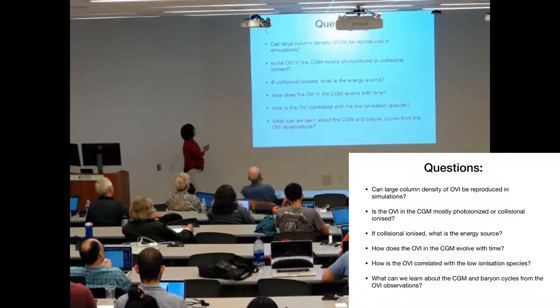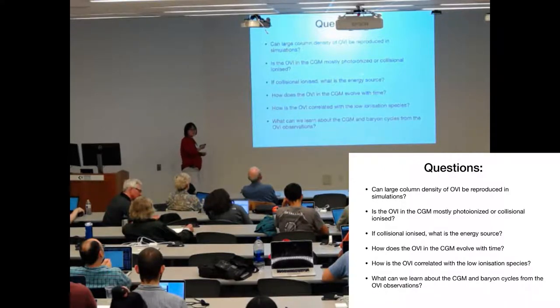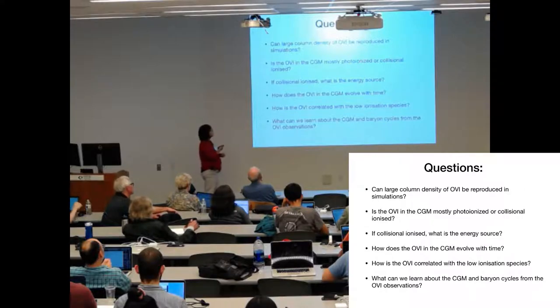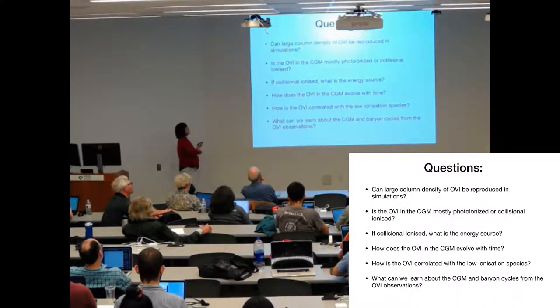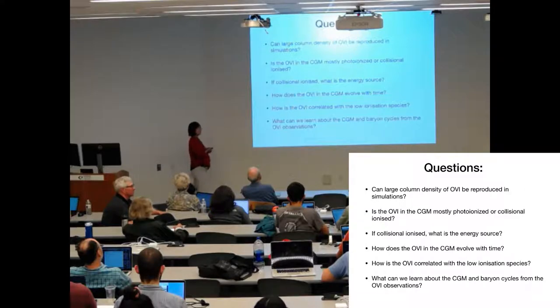Now, if we have the oxygen 6 in the simulation, at least, are they mostly photoionized or are they collision ionized? Well, we don't know. And if they are collision ionized, that means there needs to be some gas heating mechanism. What is the energy source? Is it from feedback, or is it from gas accretion, or is it some of both?